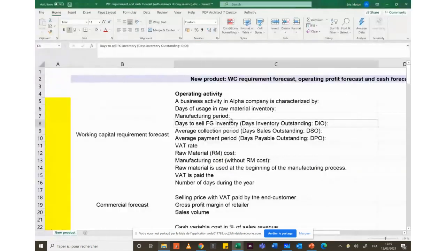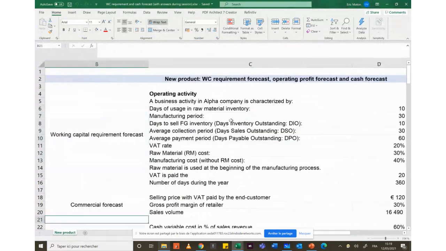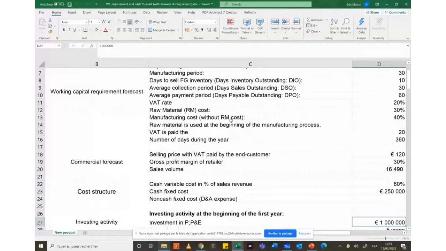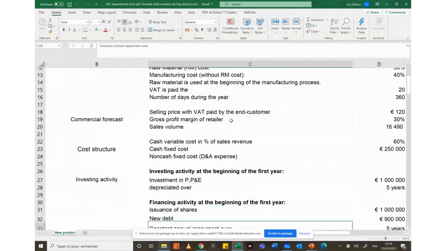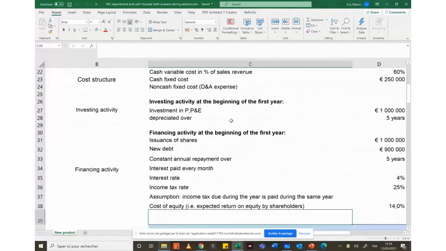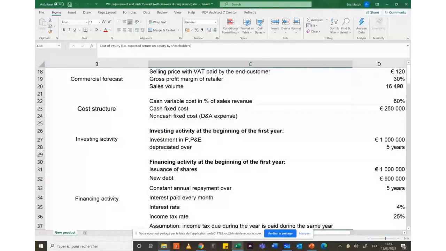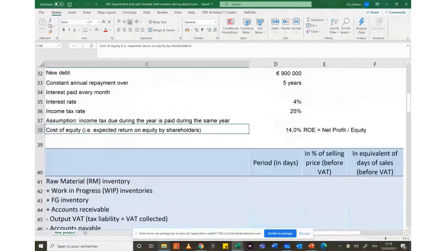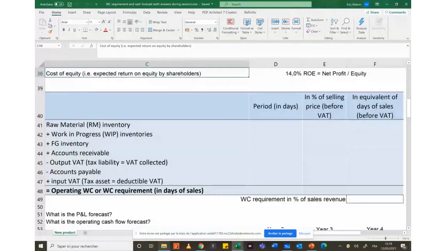So I have the data about the operating activity. After, I will have the commercial forecast, what I expect for the sales revenue. I have the cost structure, what I expect, and I have the investing activity and the financing activity. So here I have a new product and I forecast everything related to this new product or this new business activity. So here we can go very far in this one because we can create the working capital requirement in function of the sales revenue.